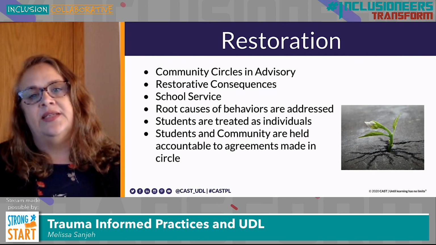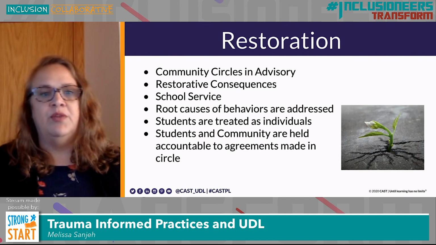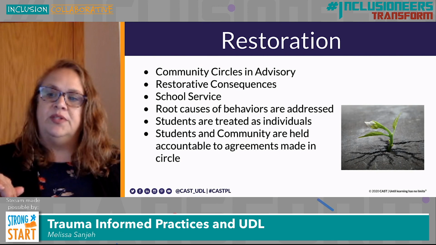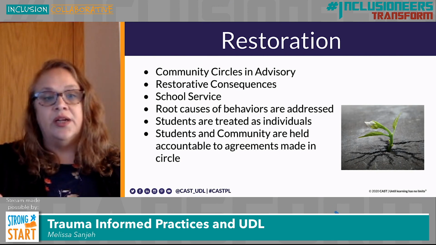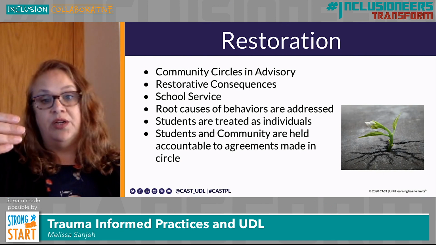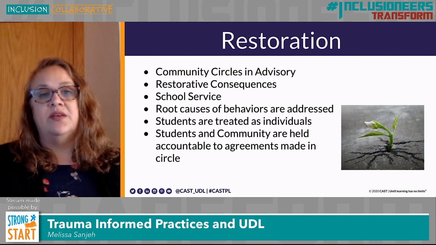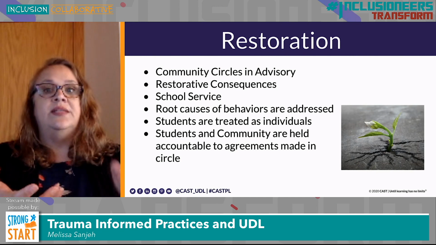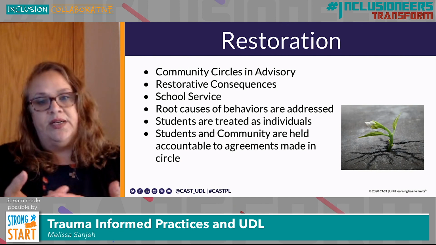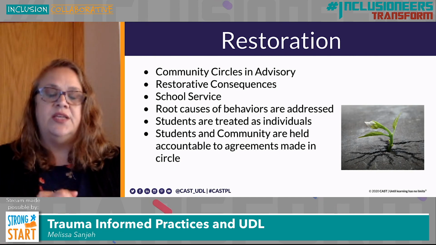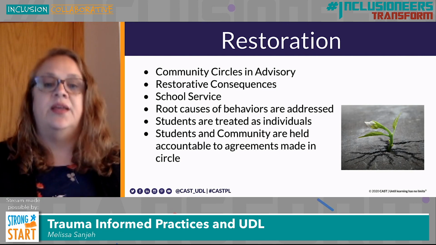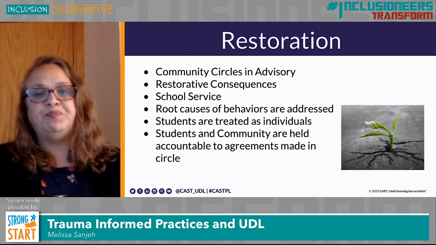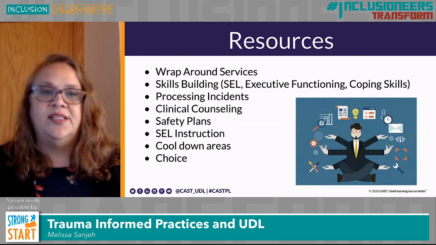Our students were treated as individuals, and students and community were held accountable for the agreements they made in the circle. So the students were able to say, I acknowledge and I recognize that I have broken a community agreement, and these are the things that I want to do to make it up to the community. The community could decide if they thought that was right or if they wanted to add things, and then you had that conversation, and then the student did those things to make it up to the community because they had broken those agreements. And our last R was resources.